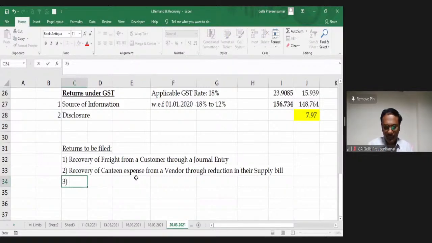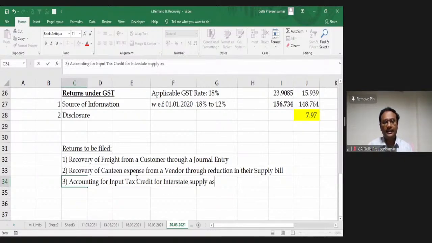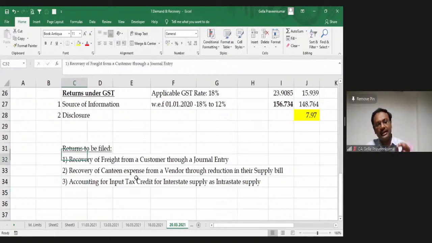Third, accounting for input tax credit, I would say, for interstate supply as intra-state supply. Now, when I'm talking about returns, say there is a recovery of freight from a customer. I have not used a sales voucher.